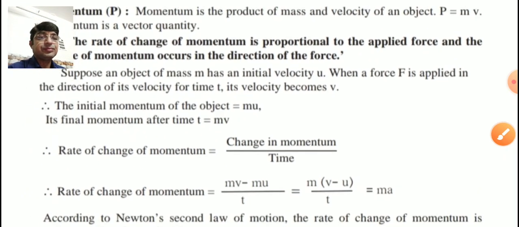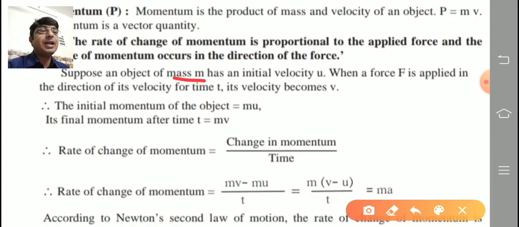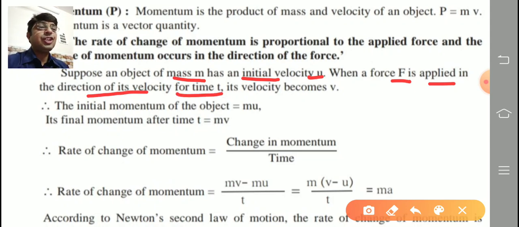Suppose an object of mass m. M means the mass of the object, u means the initial velocity of the object, capital F means the applied force on the object in the direction of its velocity, t means time, and after the time t there is a change in velocity, which is called v. V means the final velocity of the object.